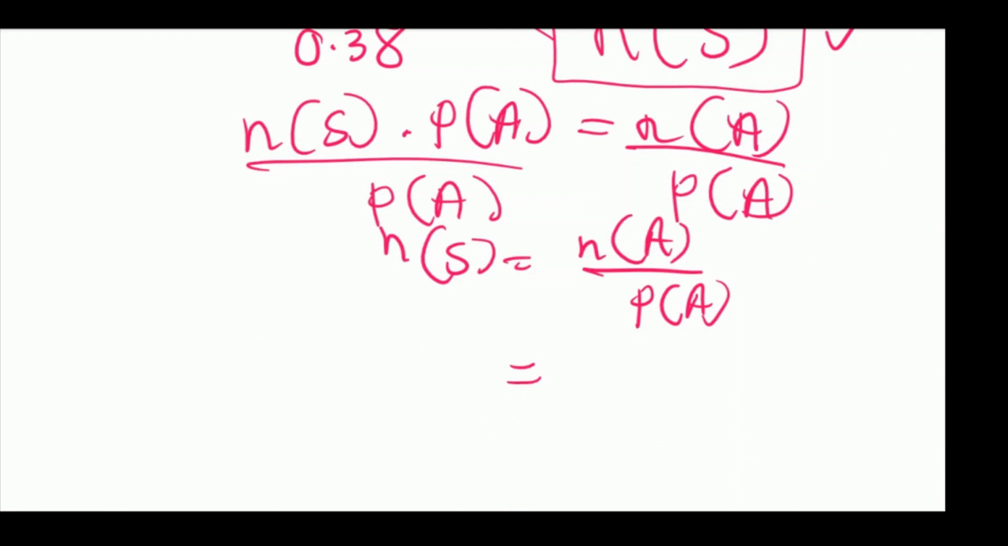But since we don't know the value of N of A, but we know this one, we cannot identify the number of the sample space. It cannot be identified if this N of A is not known.